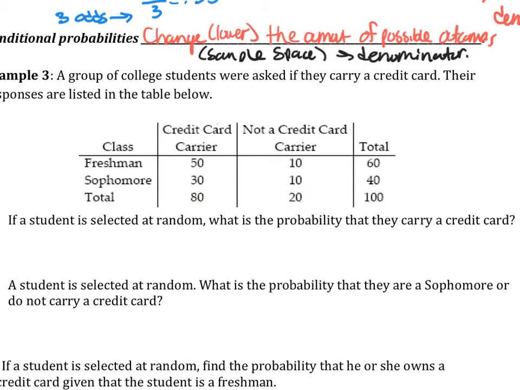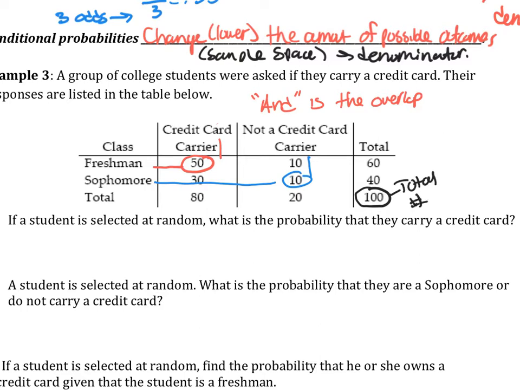Now, in the middle of this is where we have overlaps, like the and probability. So and is the overlaps. So like where we have credit card carrier and freshmen, where they overlap right here, that means 50 people are freshmen and own a credit card. Or over here, we have 10 people are a sophomore and do not own a credit card. And then this number in the lower right-hand corner just tells us the total number of people. Okay, so let's do some questions using this information.